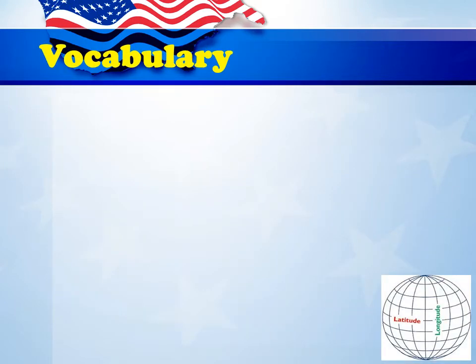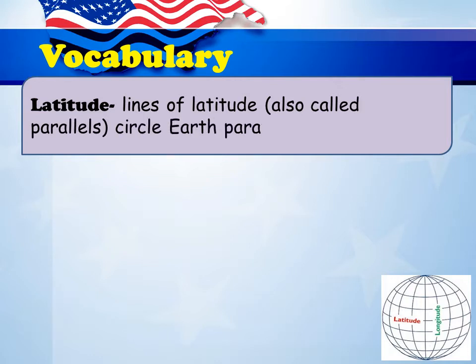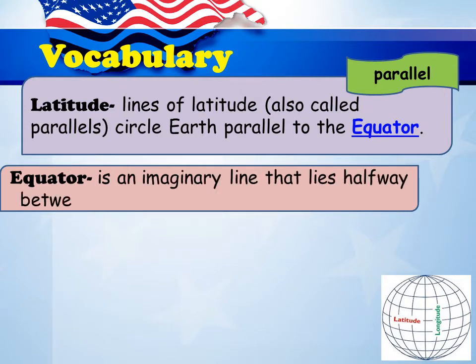Alright, so now we have the vocabulary of this lesson. First, we have latitude. Lines of latitude, also called parallels, circle Earth parallel to the equator. The keyword, when you hear about latitude, remember parallel. Then number 2, we have equator. It is an imaginary line that lies halfway between the North Pole and the South Pole.